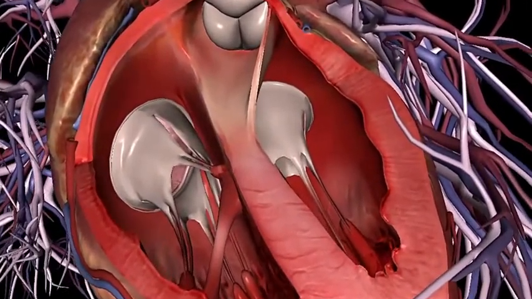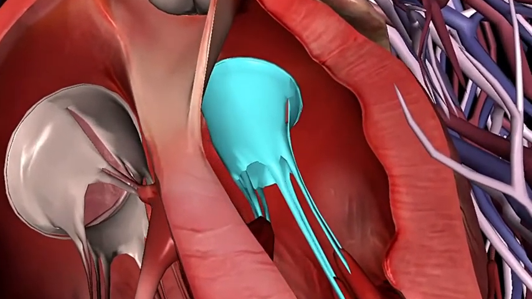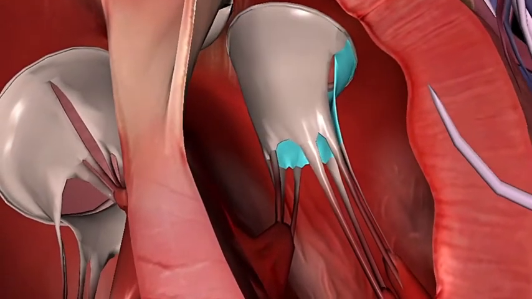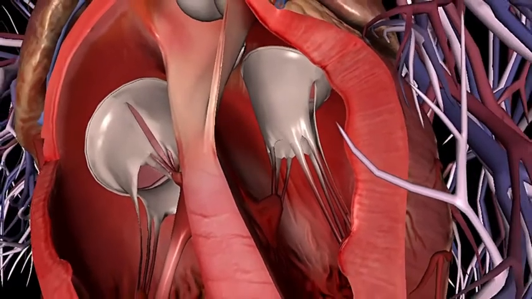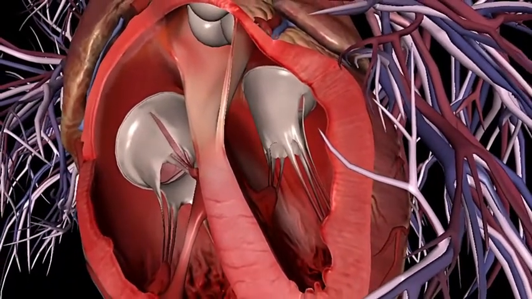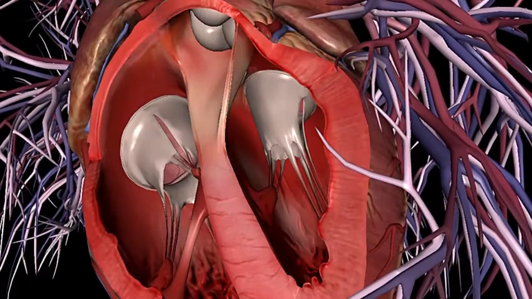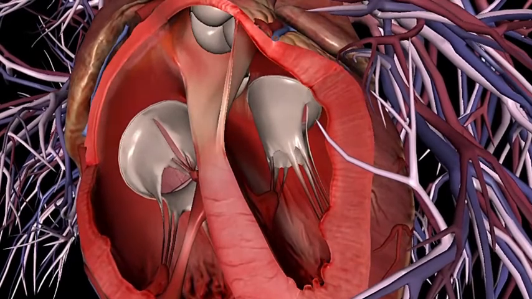The heart's left side contains another AV valve known as the mitral valve. It has 2 cusps: the anterior and posterior, or septal and mural leaflets. When the mitral valve opens, blood empties from the left atrium into the left ventricle. The AV valves maintain proper blood flow within the heart.